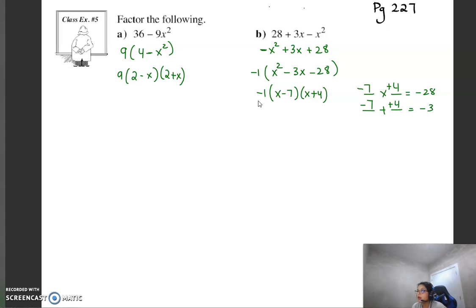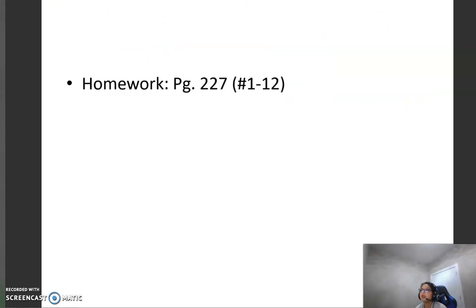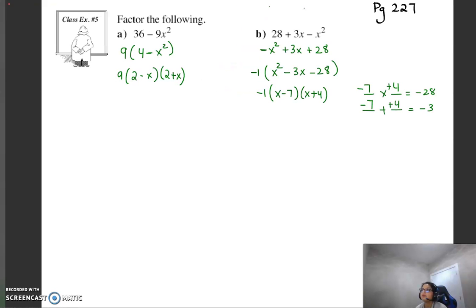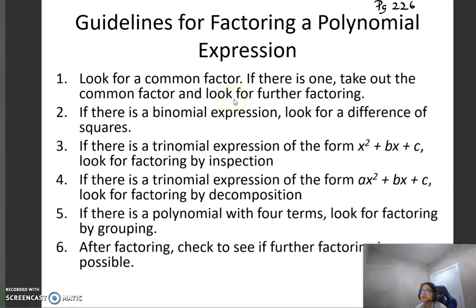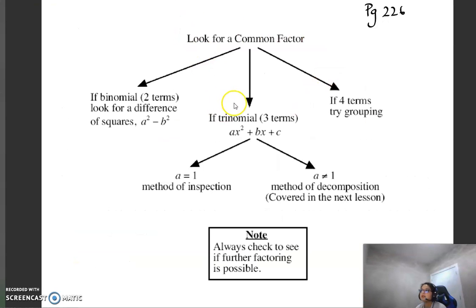Okay. Now, that is it for factoring review. We will learn the next steps ahead, but please do remember whenever we have factoring that we have to look for GCF. And then again, if it is a binomial, it's difference of squares. If it is a trinomial, we use inspection. If it is 4 terms, we use grouping. And then in the end, we check if there's any GCF again. Okay, it can be seen as this chart as well. It's in your book as well.